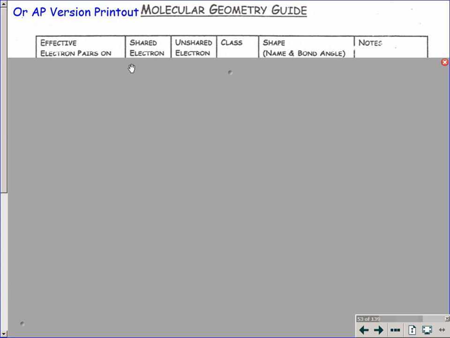Or did you guys find this? Did you find this in your packet? It's a big table where you already have the structural drawings.